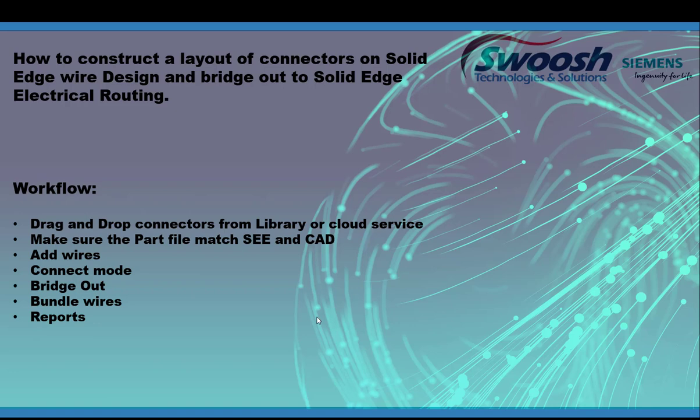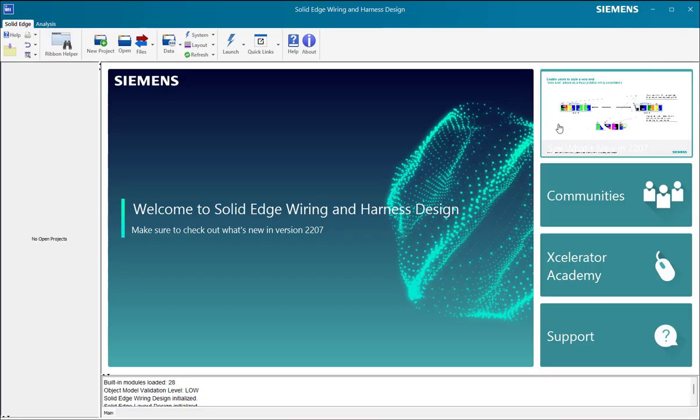or the cloud service. You need to make sure that the part file matches Solid Edge Electrical and CAD. That's the way they're going to be talking to each other. And then we go and add the wires. We go into connect mode and bridge out the wires and also all the data from the connectors to your 3D and then bundle those. And then finally, we show you the reports.